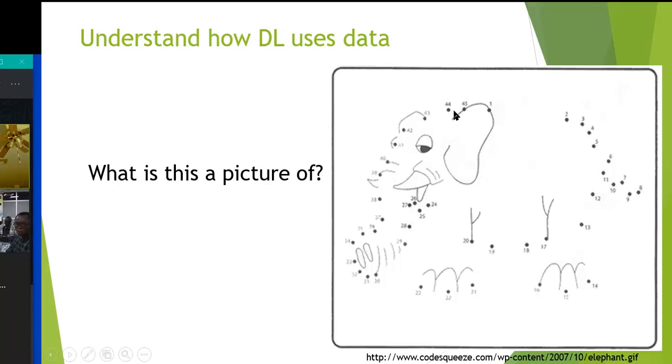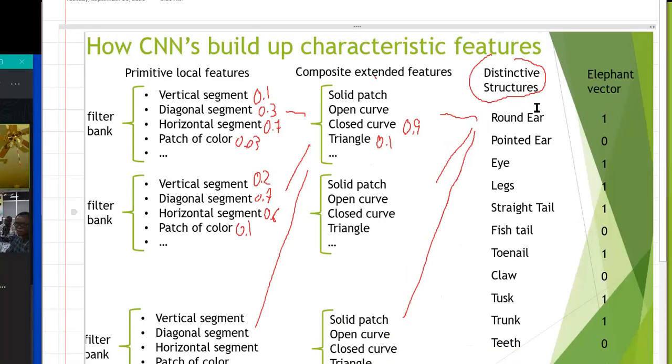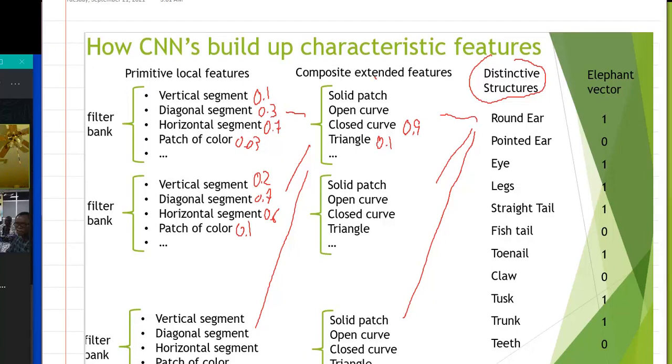So what the machine does is break this image up into small pieces. Here it sees a diagonal segment. Here it sees a small curve, another curve. Here's a straight segment. And it puts these together and says, well, this looks like a round ear. So it identifies this feature with high confidence, maybe 0.7. It looks for a pointed ear and says, well, it doesn't look like a pointed ear. Maybe the confidence here is 0.2.